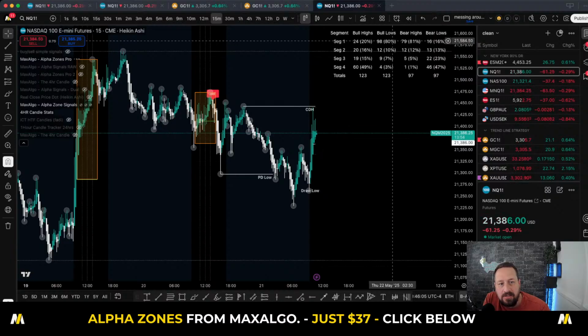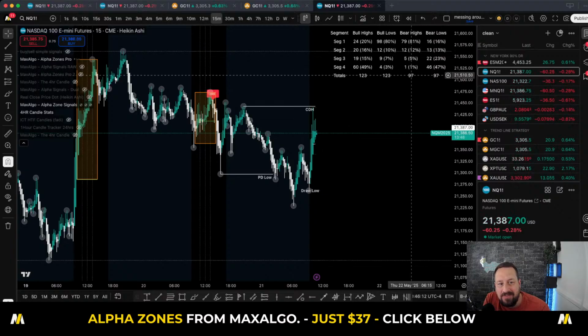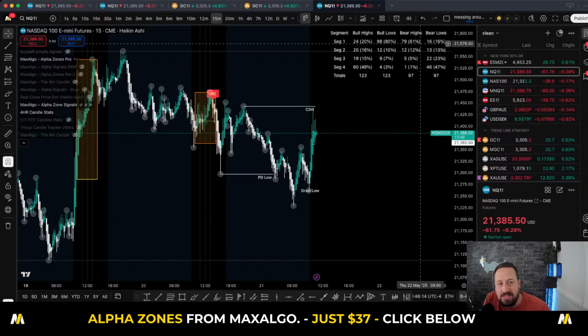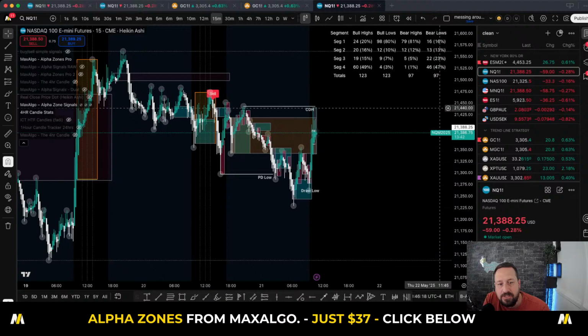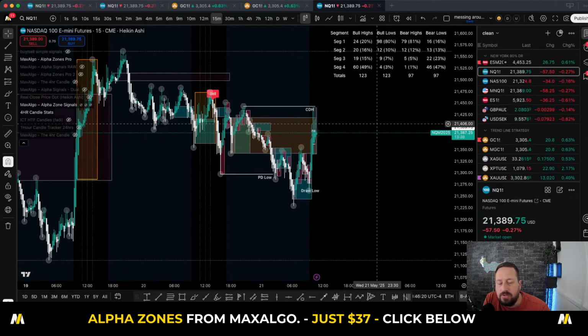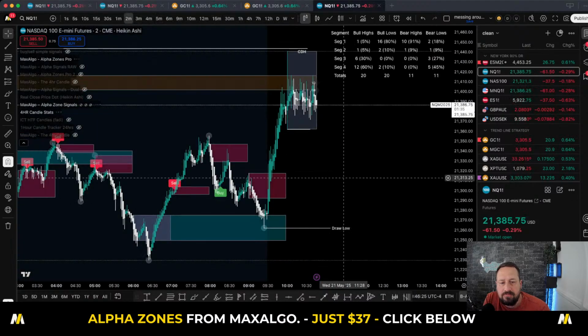80%, right? 123 bullish days, 80% of the time, the low was in the first hour. 97 bearish days, 81%. And it's got good distribution in the last hour as well. So really good candle stats for using that.